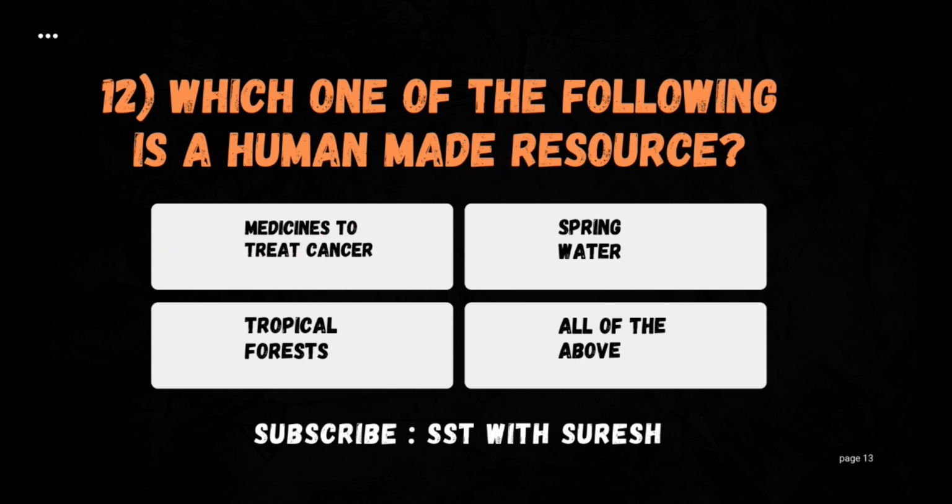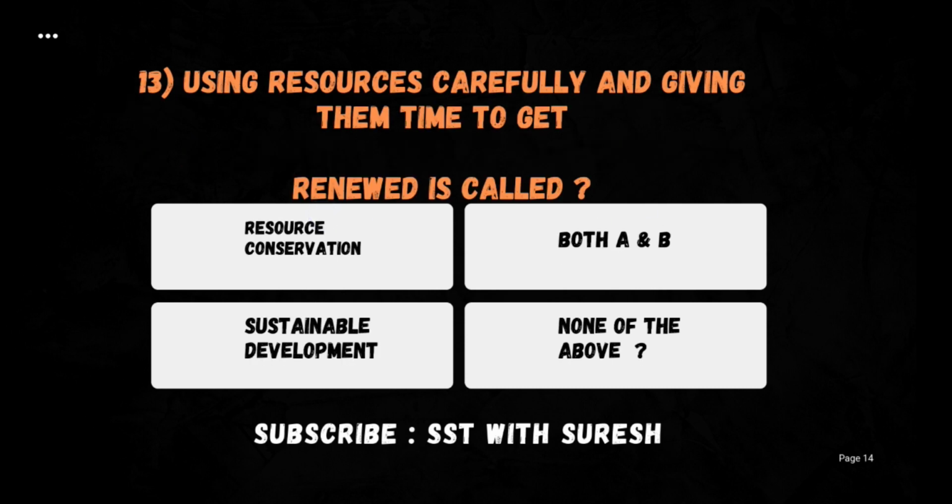Okay, next question, question number 13. The question asks: using resources carefully and giving them time to get renewed is called what? And the options are: A, resource conservation; B, sustainable development; C, both A and B; and D, none of the above. And the correct answer for question number 13 is that using resources carefully and giving them time to get renewed is called resource conservation.